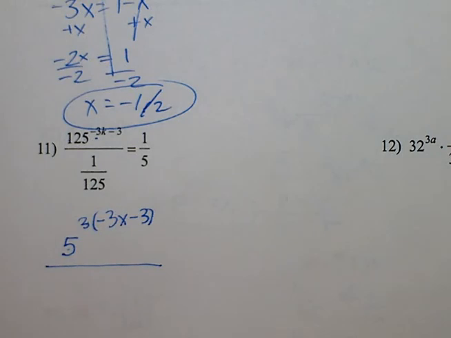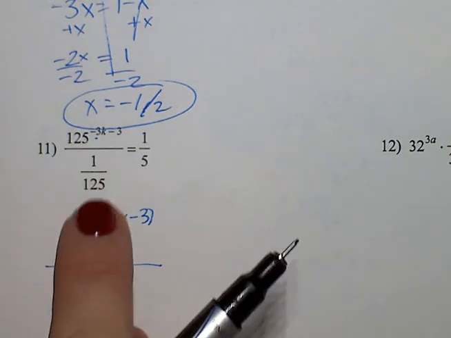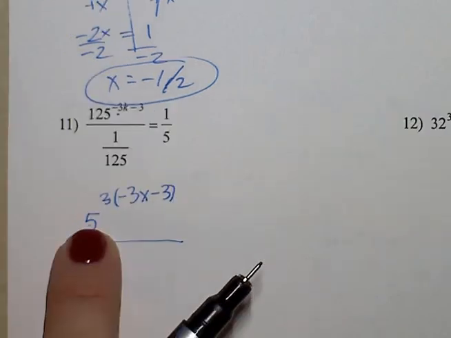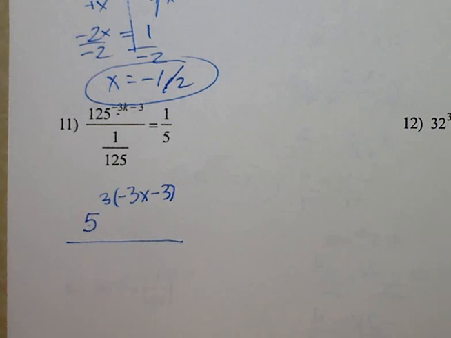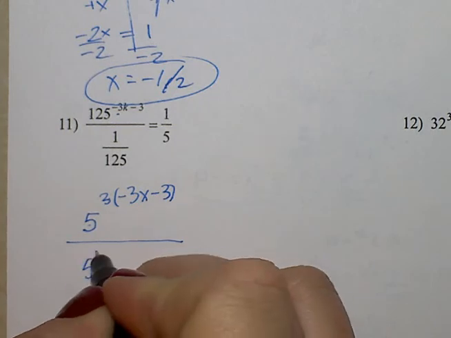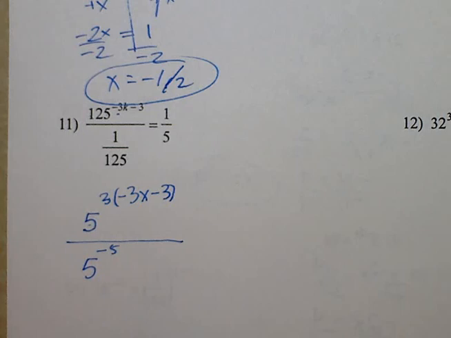Okay, now I need to represent 1 over 125, and I want it to contain a base of 5. Brian, do you know how I can rewrite 1 over 125 with a base of 5? So you think 5 raised to the negative 5 would be negative 125? Nice job.